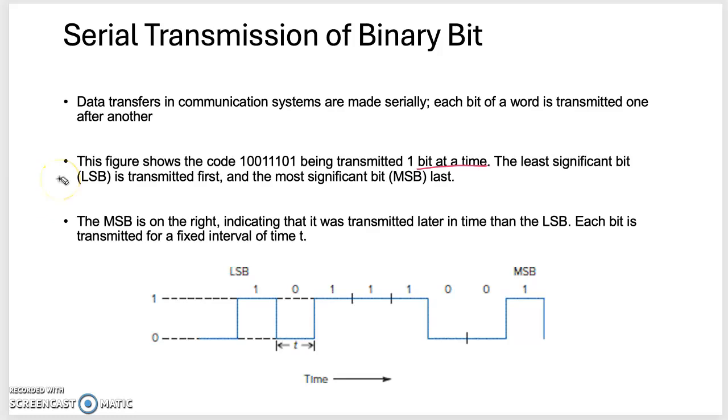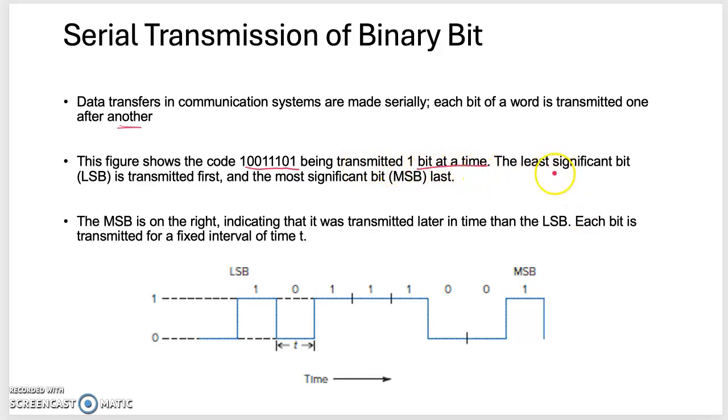So now we're talking about serial transmission of binary bits. We also talked about this in week 11. Data transfers in communication systems are made serially, where each bit of a word is transmitted one after another. This is in contrast to parallel transmission, where each bit is transferred simultaneously. For serial, it does this one by one. So this figure shows a code of 1001101 being transmitted one bit at a time.